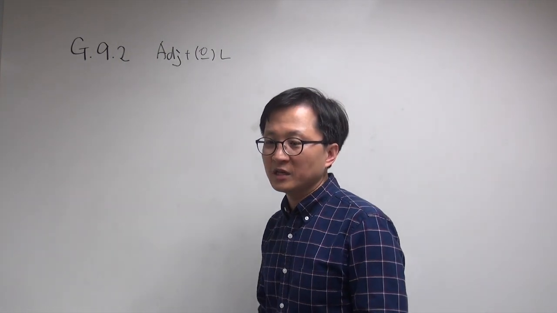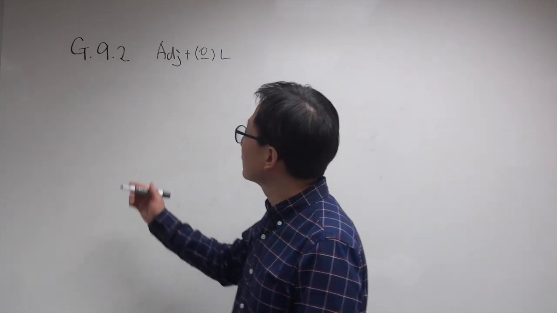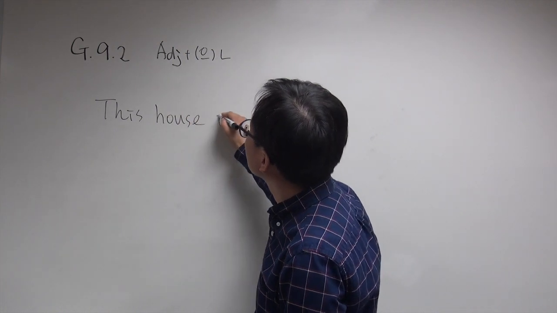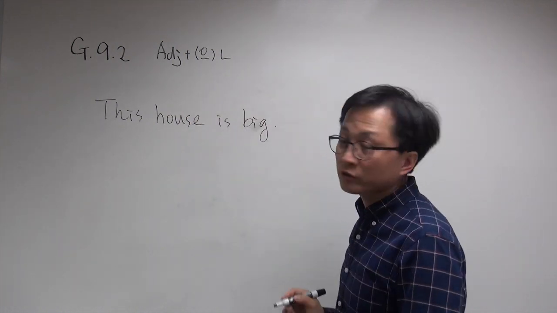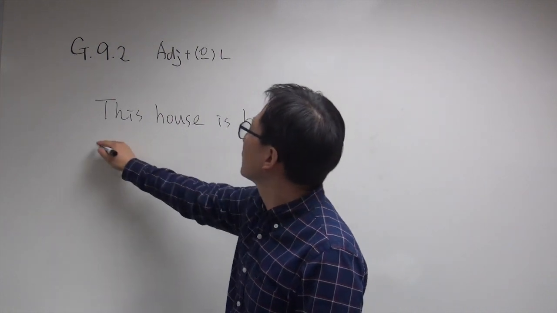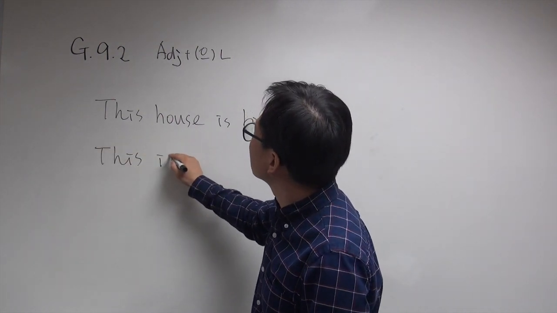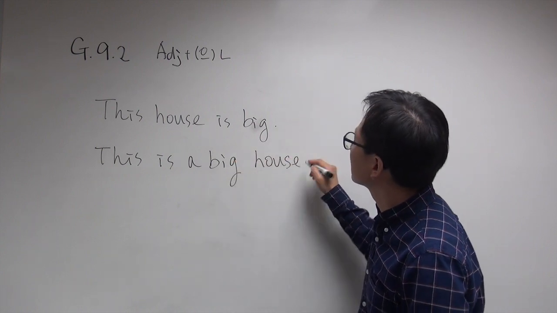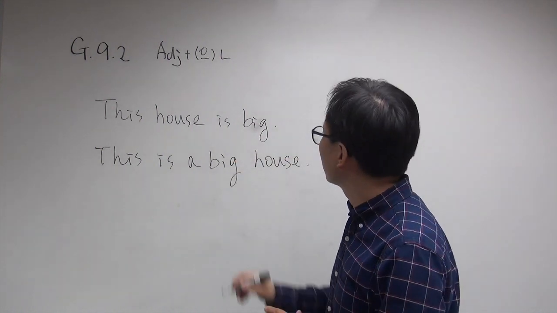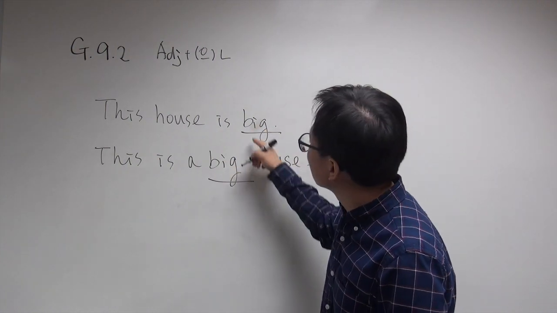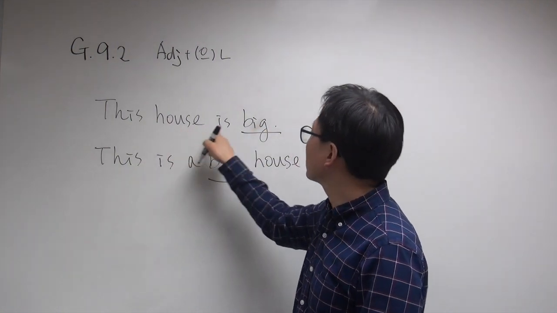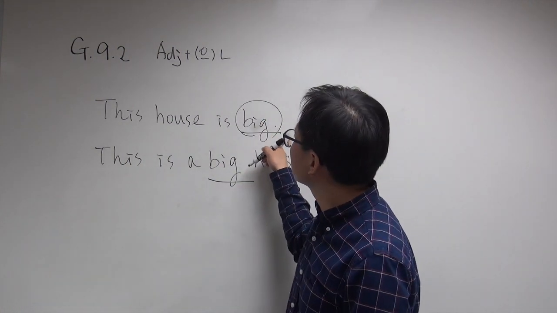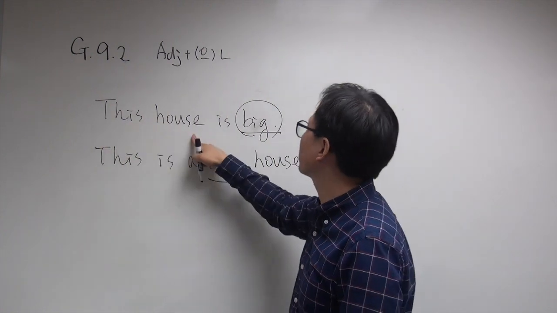Let me give you some English examples first. This house is big. You understand the meaning of this sentence, right? This is a big house. You understand this sentence too, right? Big and big, the same word. So this house is big. This big is an adjective, and it describes the state of this house.